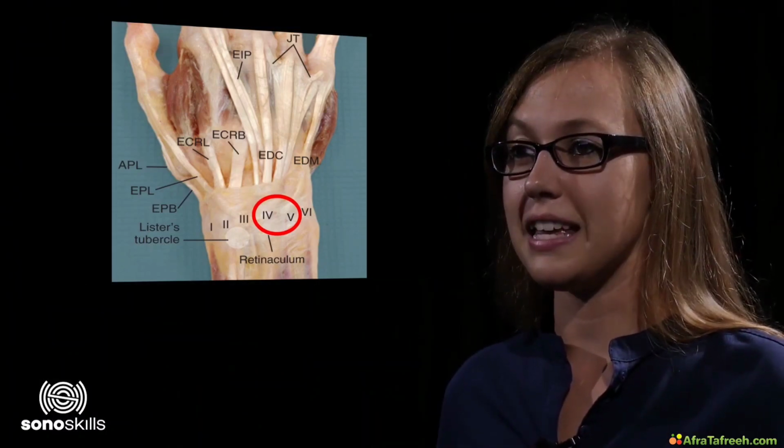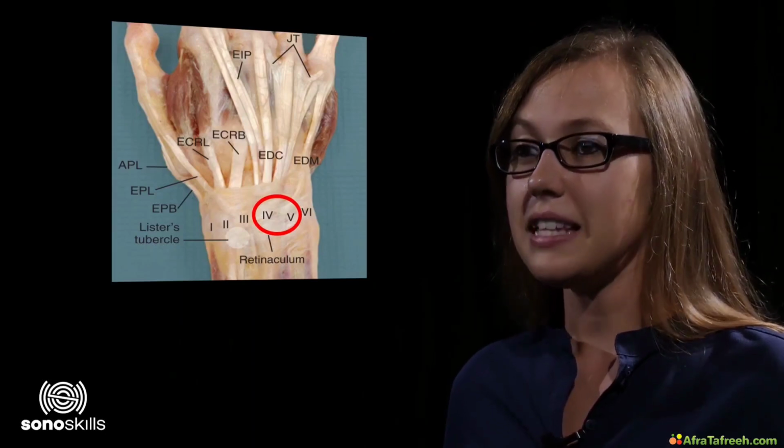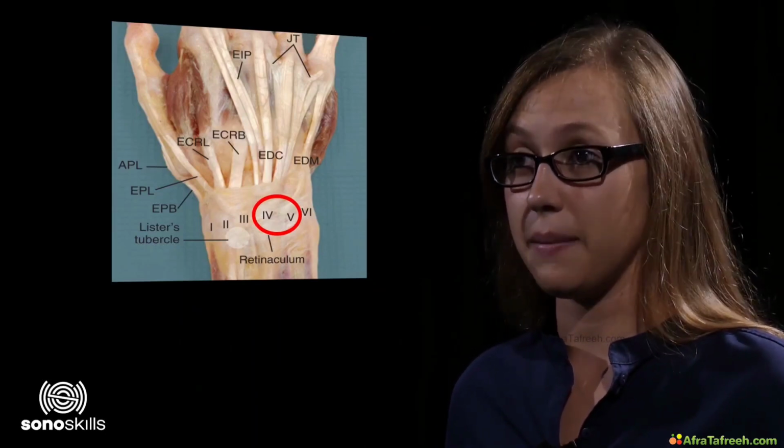Compartment 5 contains the EDQ, the extensor digiti quinti. This EDQ is also called the EDM, the extensor digiti minimi.